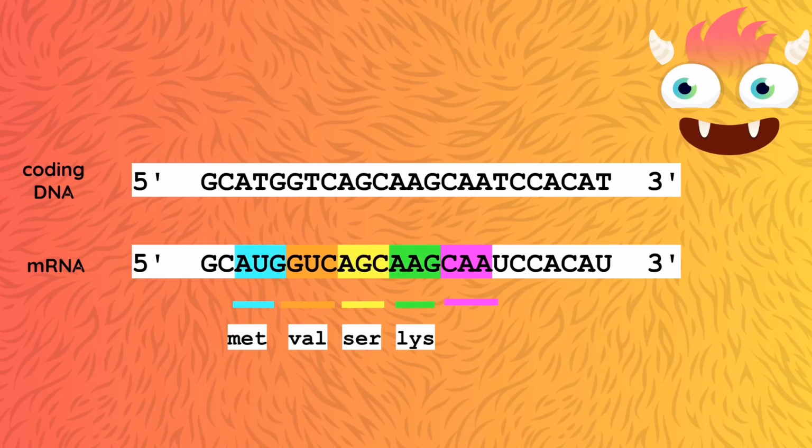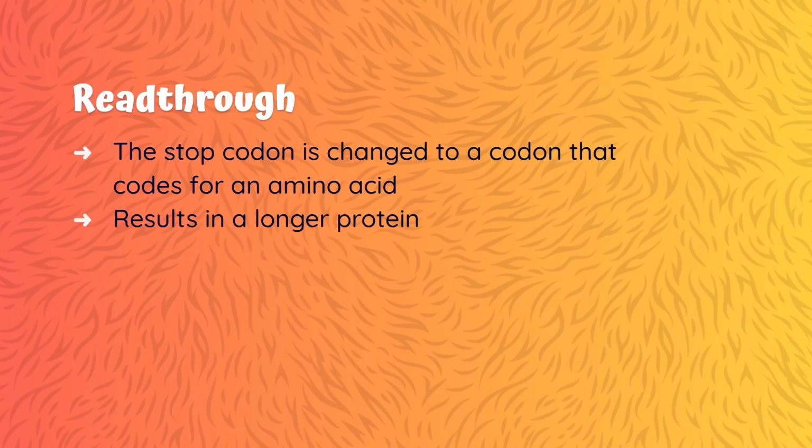Our last monster experienced a T to C transition where the stop codon should be. Without the stop codon and thus the extra amino acid, the protein becomes longer. This is called a read-through mutation.